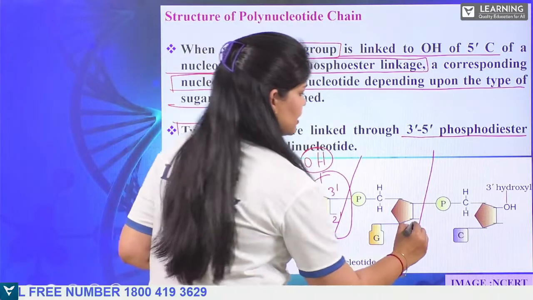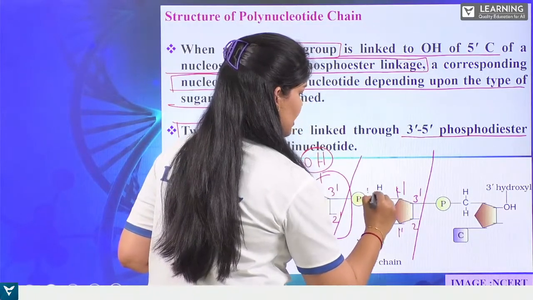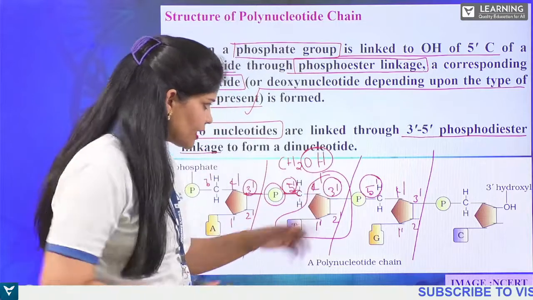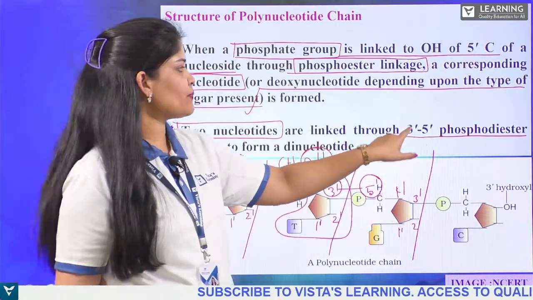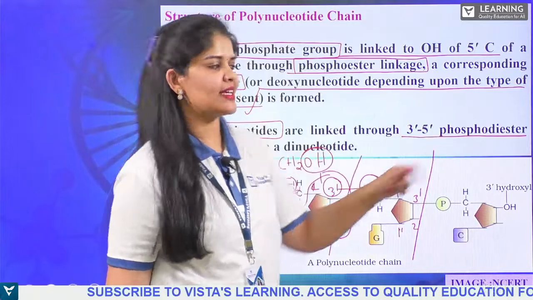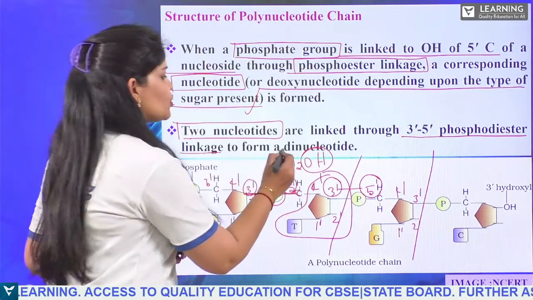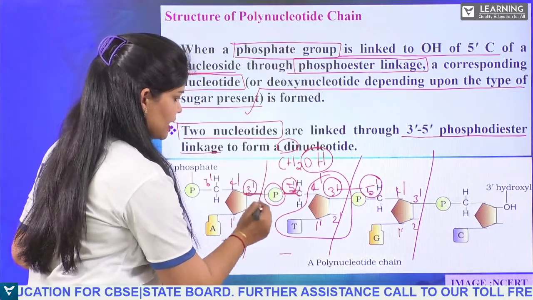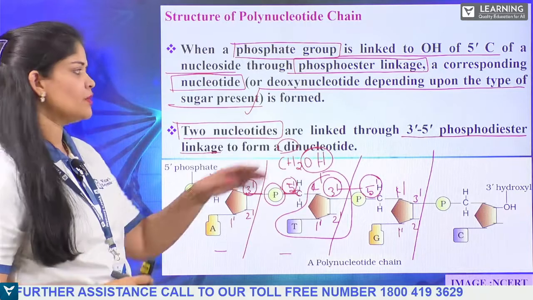So here again I'll number here. First prime carbon, second, third, fourth and fifth, right? This is the fifth one, this is third prime. 3 prime is linking to 5 prime. So 3 prime, 5 prime phosphodiester linkage to form a dinucleotide. That means 2 nucleotides, this is 1 and this is 2, combined by a 3 prime, 5 prime phosphodiester bond to form a dinucleotide.